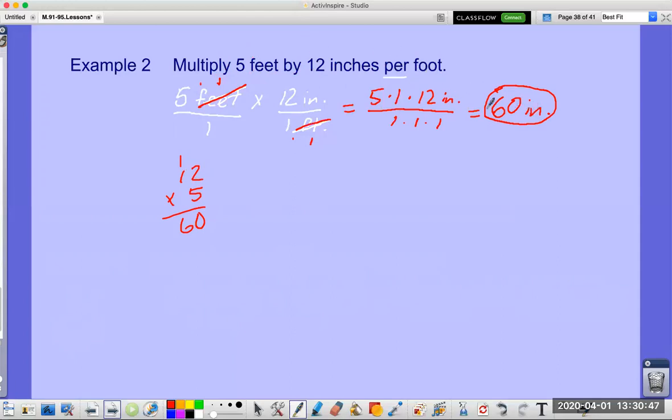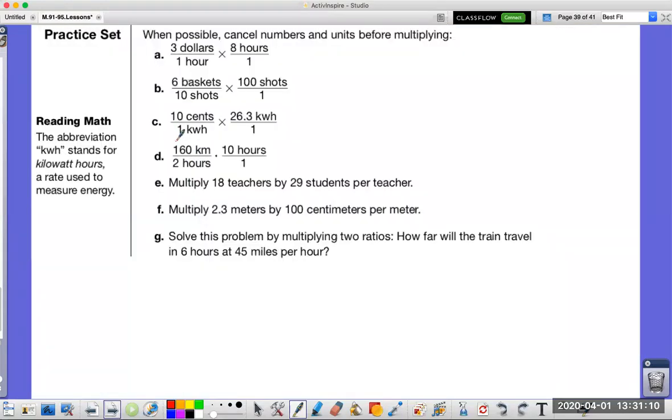So 5 feet means that it's 60 inches. So if you're multiplying this piece right here, 5 feet by 12 inches per foot. So that's just writing it like that. This 5 feet looks like that. And you come to your final answer of 60 inches. All right, let's try some of these practice problems.